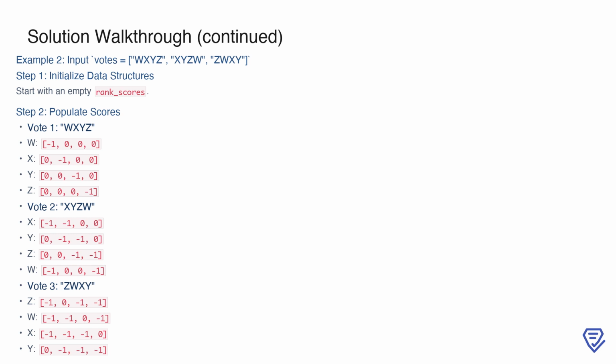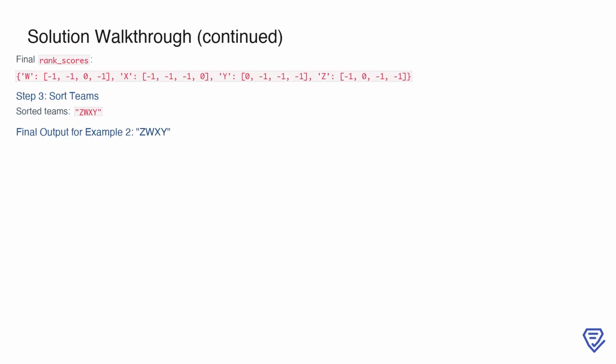Finally, for the third vote, ZWXY, we update the scores for all teams based on their respective ranks in this vote. After processing all three votes, the rank_scores dictionary is updated to reflect the cumulative scores for each team. The final rank_scores after processing WXYZ, XYZW, ZWXY is W: -1, -1, 0, -1, X: -1, -1, -1, 0, Y: 0, -1, -1, -1, Z: -1, 0, -1, -1.